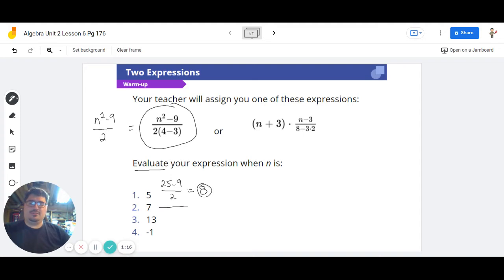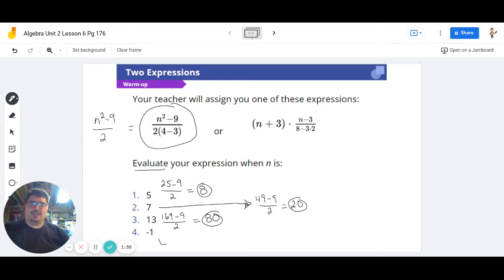For number 2, let's say that it's 7. So 7 squared is 49. 49 minus 9 divided by 2. So 49 minus 9 is 40. Divided by 2 is 20. Okay. How about this one? Well, 13 squared is 169. 169 minus 9 divided by 2. 169 minus 9 is 160. Divided by 2 is 80.